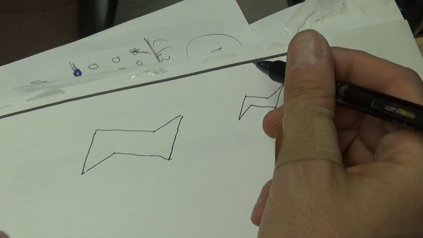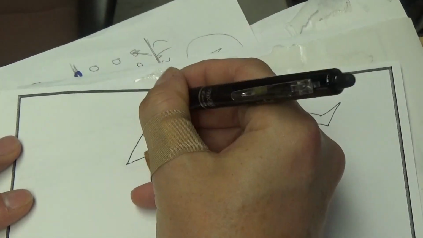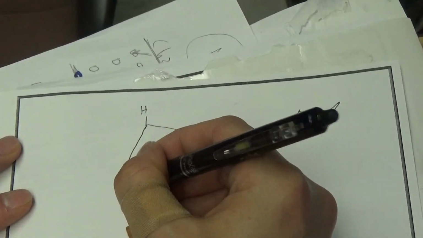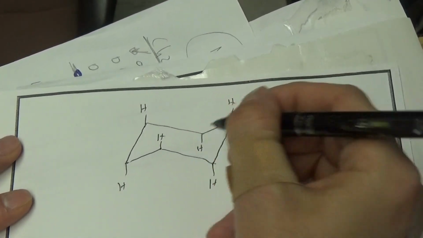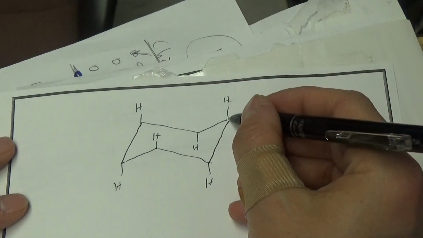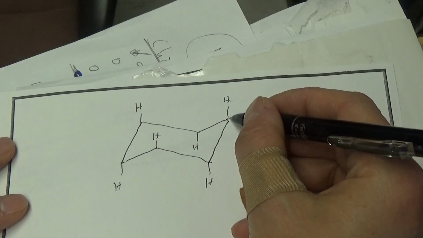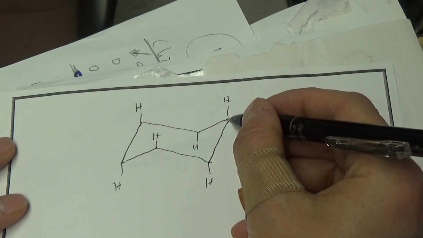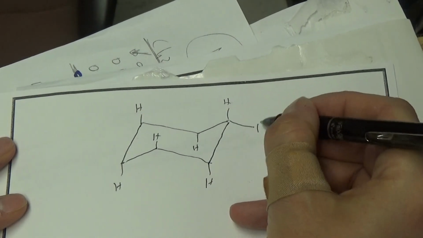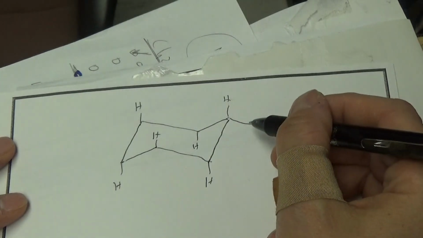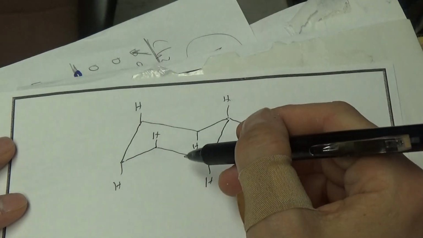Okay, so then we have 6 axial and 6 equatorial hydrogens. The axial ones are going straight up and straight down. Straight up, straight down, straight up, straight down, straight up, straight down. And then we have the equatorial, which are parallel to one bond over. So if I look at the top right, it's going to be parallel to one bond over, which is this CC bond. And by parallel, I mean it's the same angle. So this angle is the same as that angle, right?